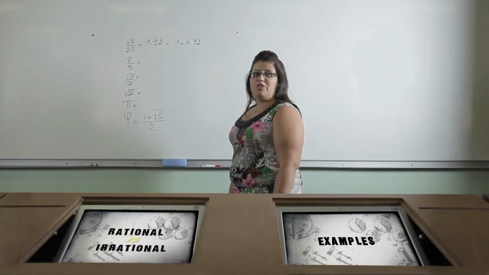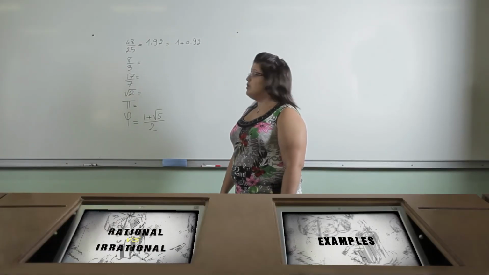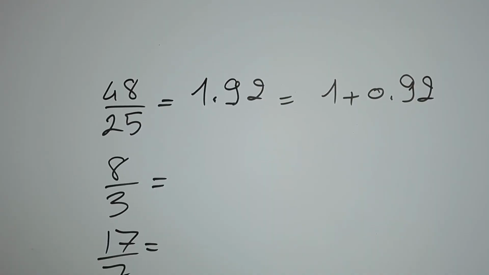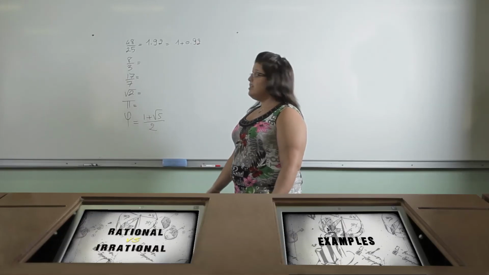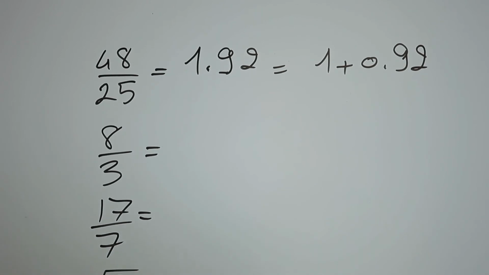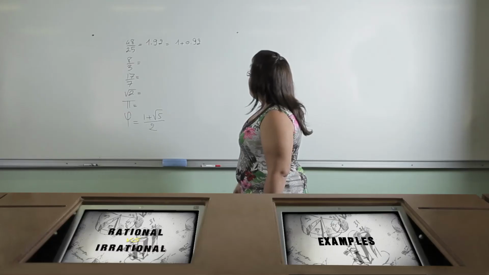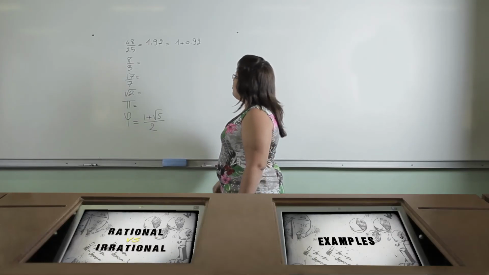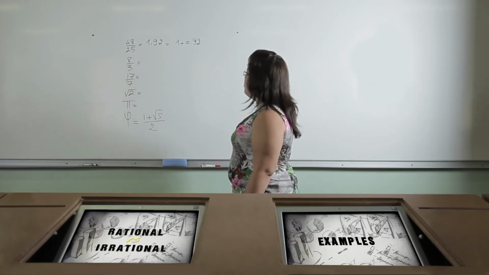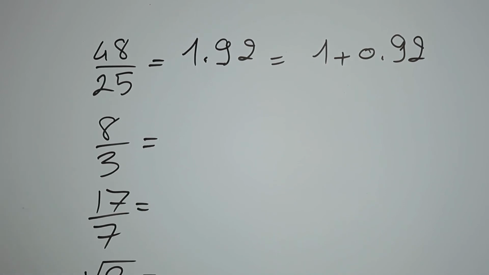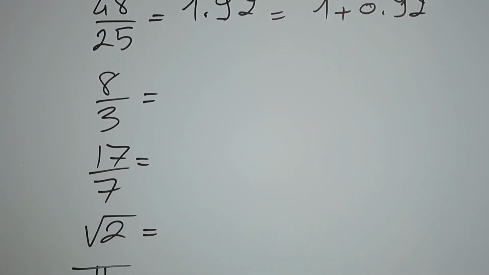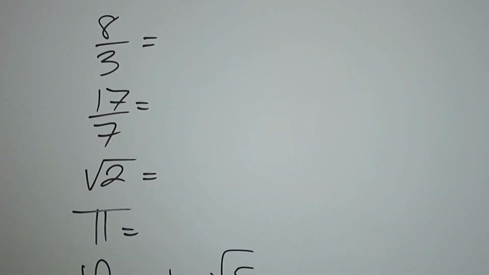We're going to start with the first example, which is 48 over 25. And as you can see, it's equal to 1.92. Now, to write it as a fractional and integral part, the fractional part would be equal to 0.92, whereas the integral part is equal to 1. Now, I'll give you 3 minutes to find the fractional and the integral part of the remaining numbers using your calculators.